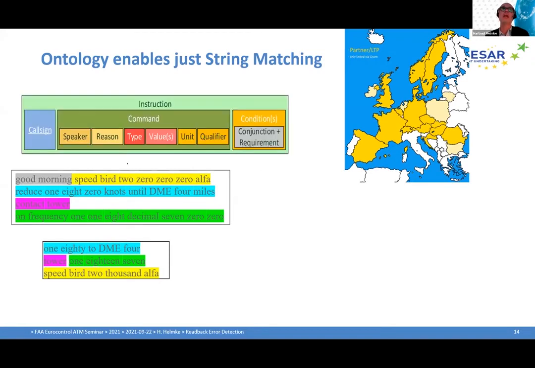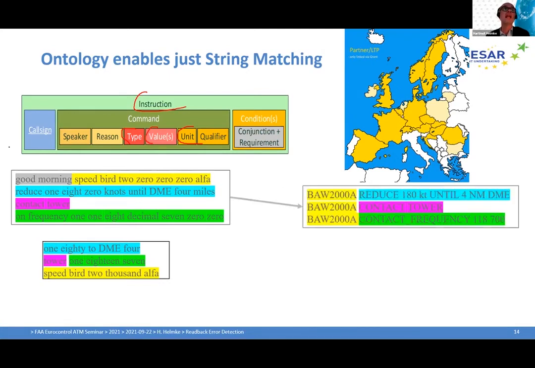We agreed that a controller or pilot utterance consists of one or more instructions, and each instruction consists of a call sign, a command, and maybe optional conditions. The command itself always consists of a type, values may follow, and optional are units and qualifiers. And maybe you also have a reason which says that it's a readback or a request or something like that.